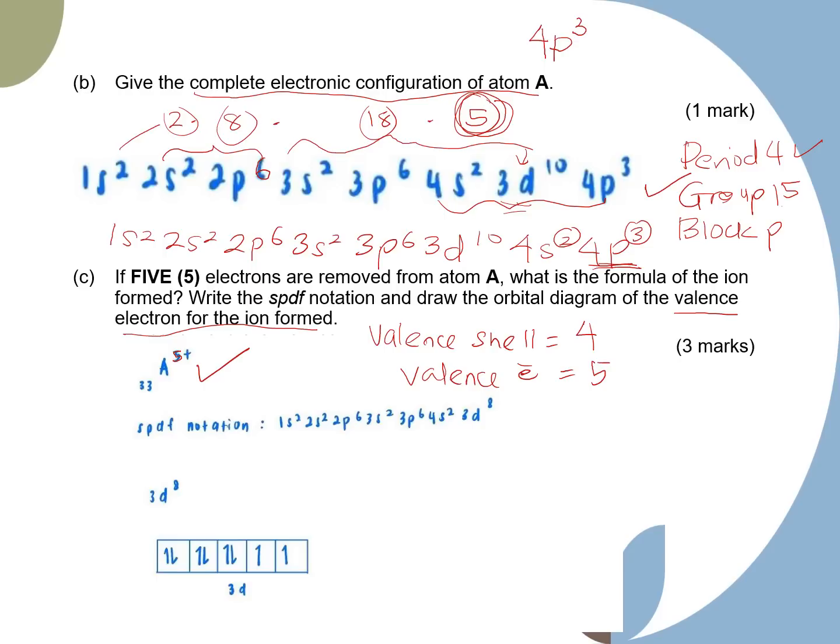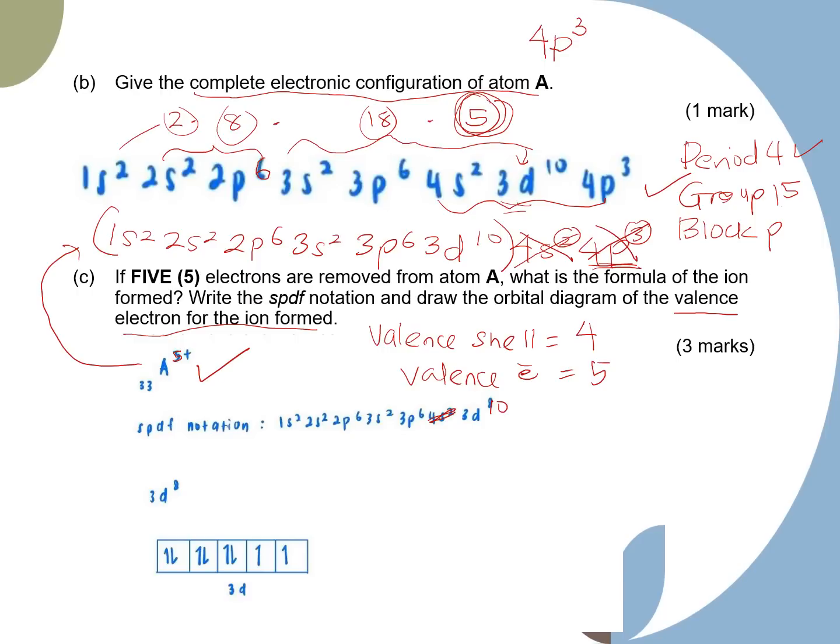So we want to remove 5 electrons. From where? It must be from the valence shell, which is 4. When you want to remove electrons, we start with the outermost shell, so the outermost orbital, which is 4p. This is 3 electrons. We need another 2, so we go to 4s. So this is the electronic configuration of the ion form: 1s2, 2s2, 2p6, 3s2, 3p6, 3d10. So it should be 3d10 here without the 4s2.